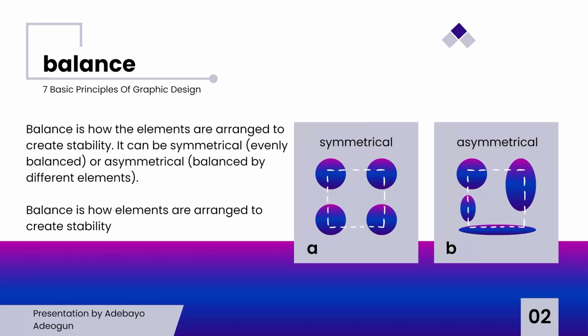Balance is how the elements are arranged to create stability. It can be symmetrical, evenly balanced, or asymmetrical, balanced by different elements. Look at it symmetrically arranged. When they are symmetrically arranged, you can see that each of these shapes is equal and has the same concept, the same balance, the same placement.